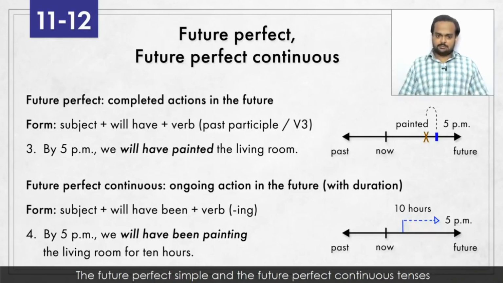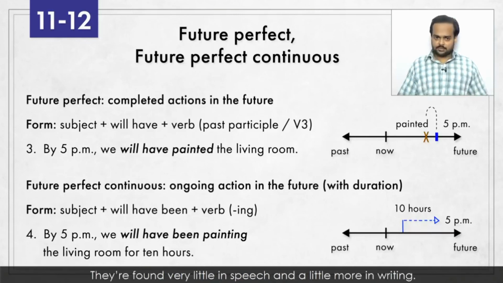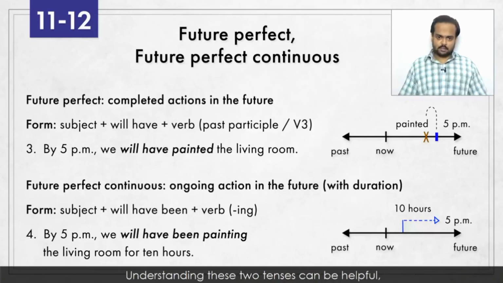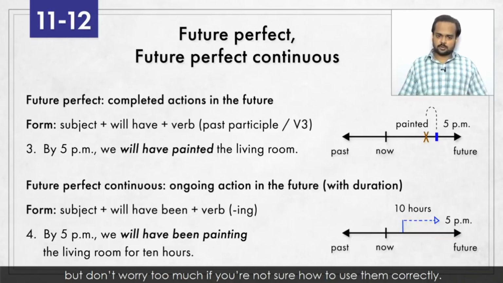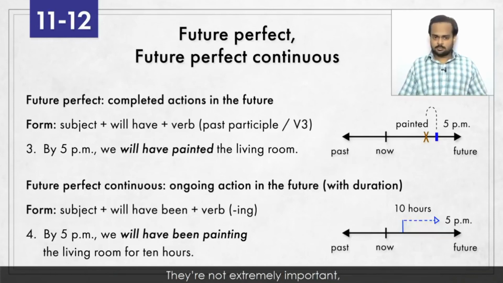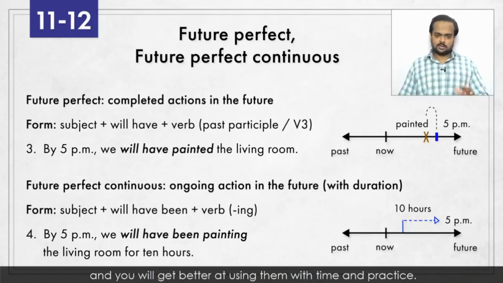The future perfect simple and the future perfect continuous tenses are not that common. They're found very little in speech and a little more in writing. Understanding these two tenses can be helpful, but don't worry too much if you're not sure how to use them correctly. They're not extremely important, and you will get better at using them with time and practice.